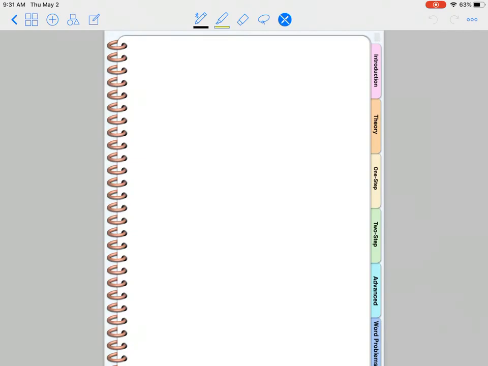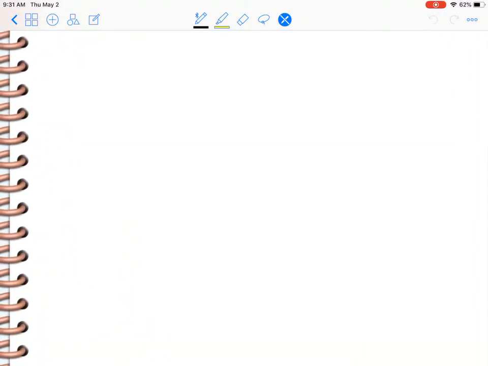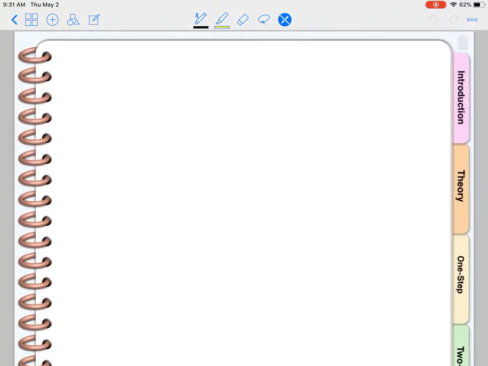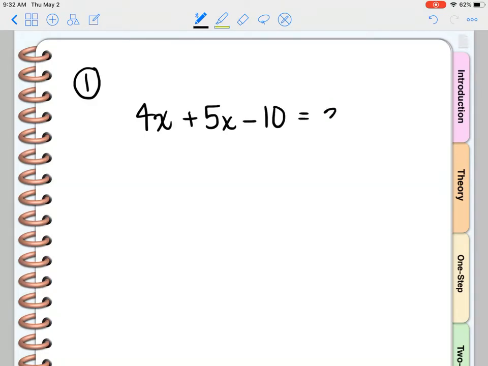And let's take a look at the first problem. I'm going to zoom in a little bit. If you have the worksheet, you can follow along from there. If not, you can just write the problem down with me. Number 1 is 4x plus 5x minus 10 equals 35.